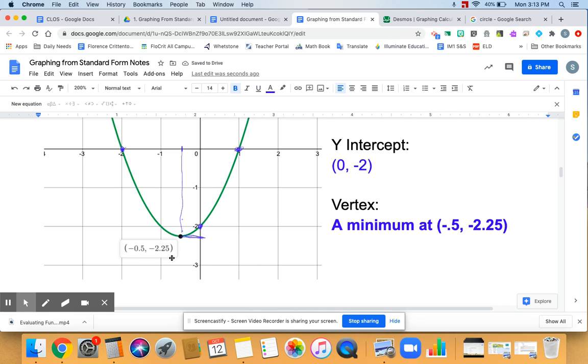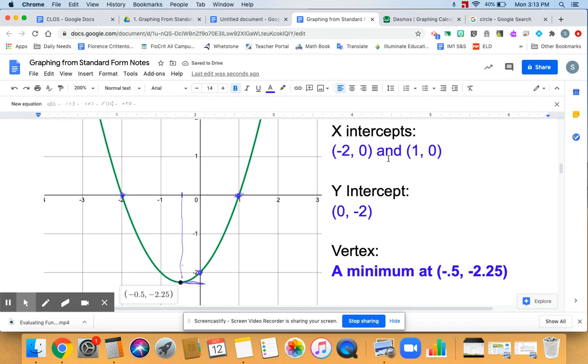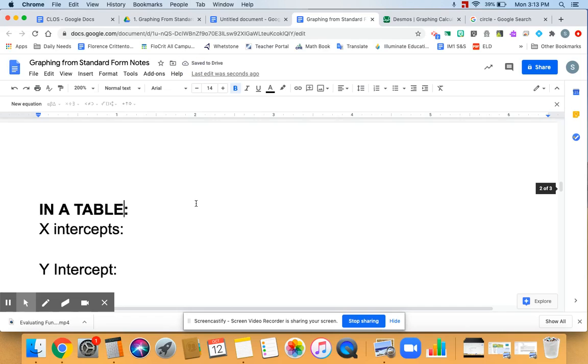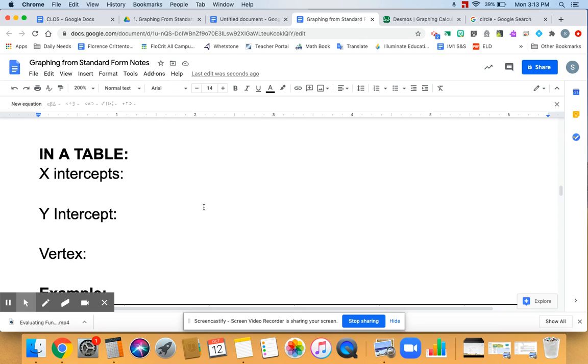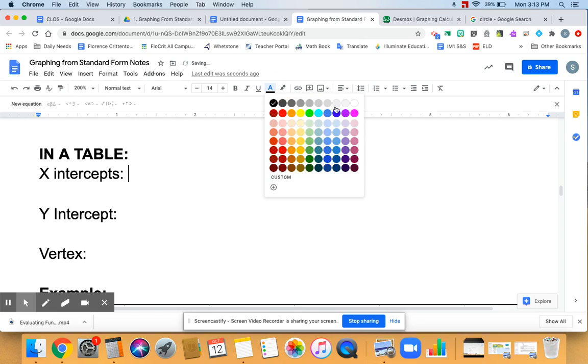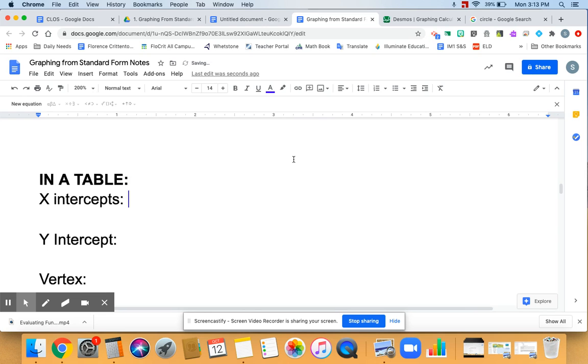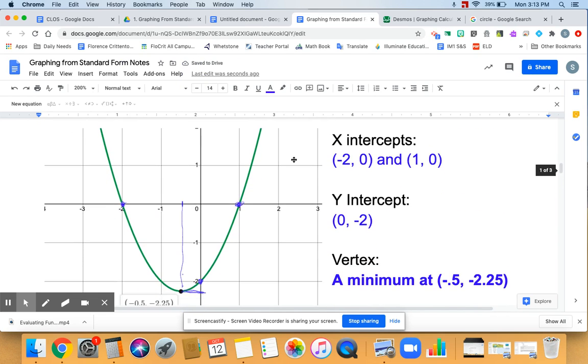So in any graph, you are expected to be able to pull out these things: the x-intercepts, the y-intercepts, and the vertex. You're also expected to be able to pull all of the key features out of a table. So to talk about how to find them in a table really fast, let's look at these x-intercepts.